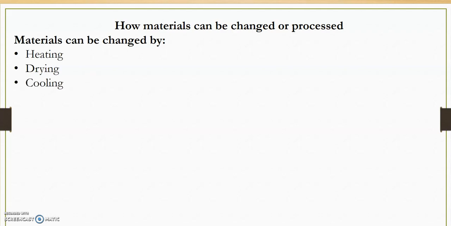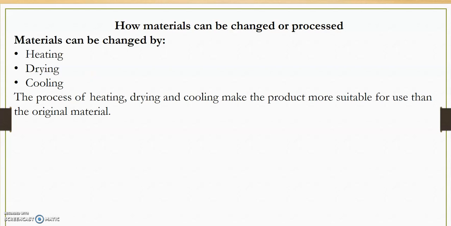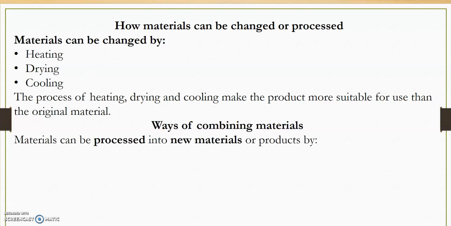And then you also have cooling. Cooling also changes material from one to another. So when you cool, you actually introduce certain properties to the raw materials. Alright, the process of heating, drying, and cooling make the product more suitable for use than the original material. So we're going to look at ways of combining materials.